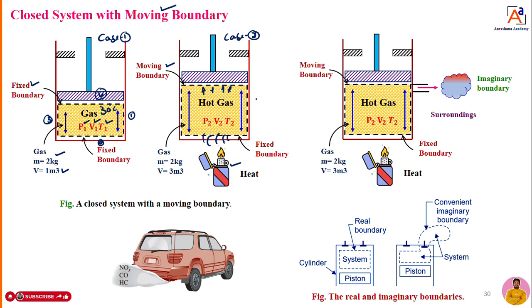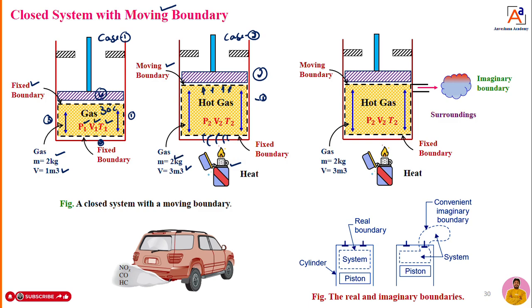Hence the piston will start to move from point 1 to point 2. When the piston moves from point 1 to point 2, the volume is going to increase. Let us take the volume as increased to 3 meter cube, but the mass remains constant. The mass is not changing at all, 2 kg only.